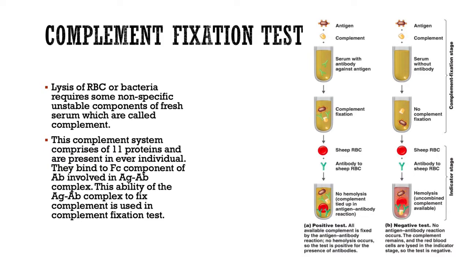The lysis of RBC or bacteria requires some non-specific unstable component of fresh serum, which are called complement. The lysis of RBC is called hemolysis. This complement system comprises 11 proteins and they are present in every individual. They bind to the Fc region of the antibody involved in the formation of the antigen antibody complex.